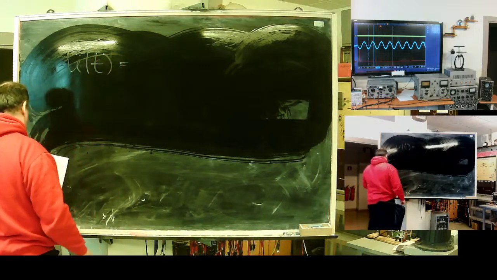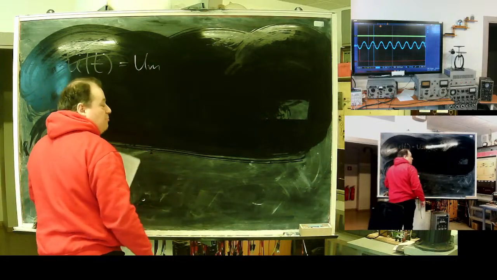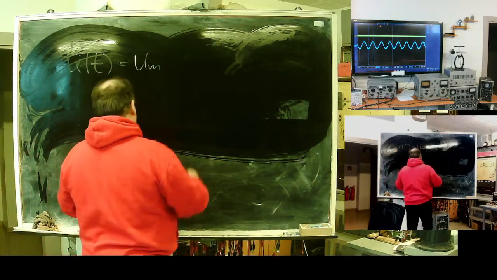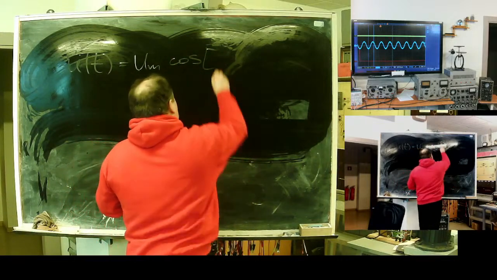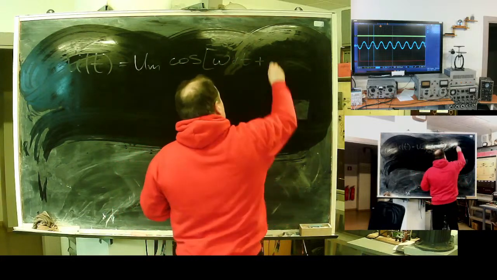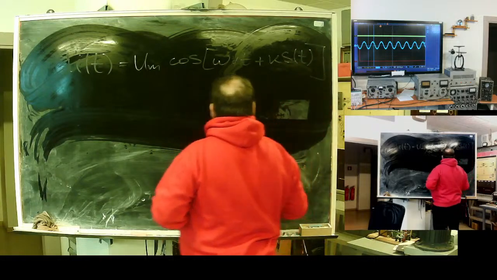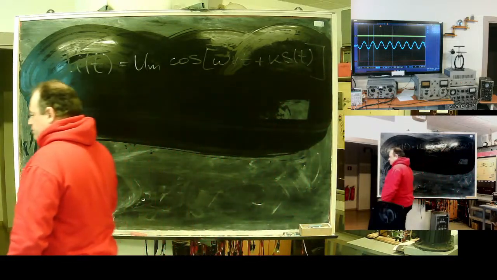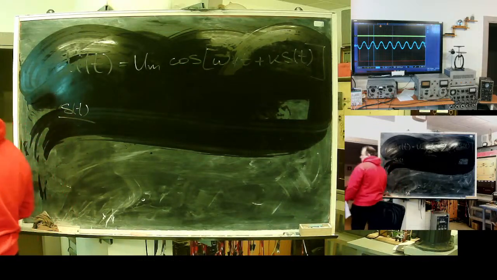The signal to call, or you may call it, for example, antenna signal, will be O max cosine of omega 0 t plus K s naught t. S naught t is something to transfer.